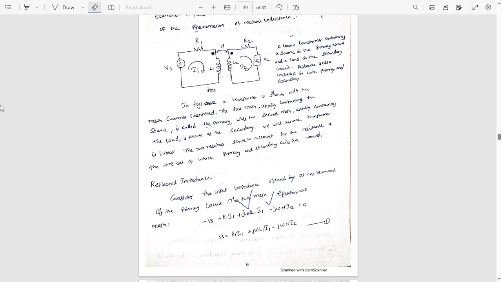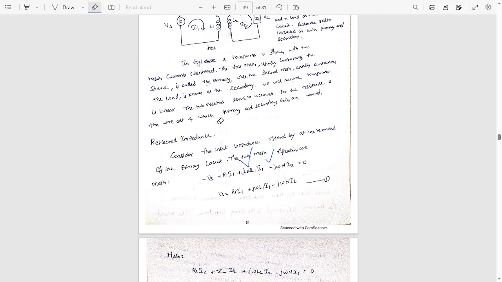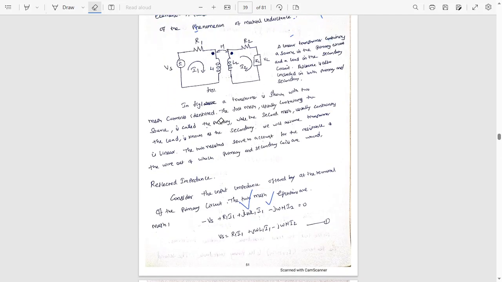If I am applying KVL in the mesh 2, I can write R2 I2. So R2 I2 can be written as it is. Okay, and then ZL I2. We don't know the impedance value, so we are considering the impedance as ZL. So R2 I2 can be taken as it is, ZL I2 can be taken as it is. Across this we'll be having two voltages.